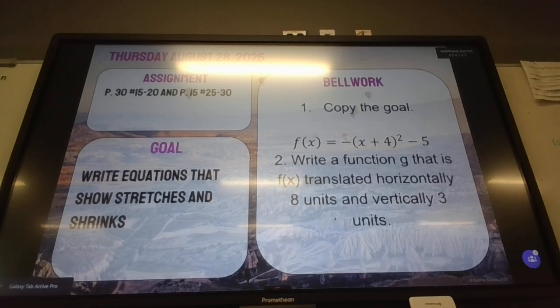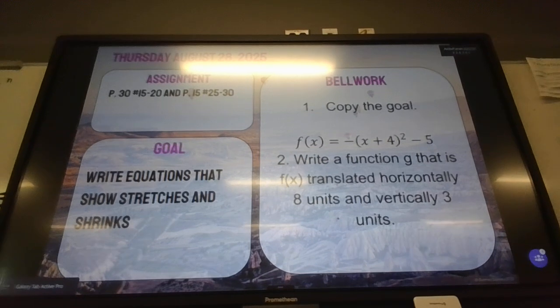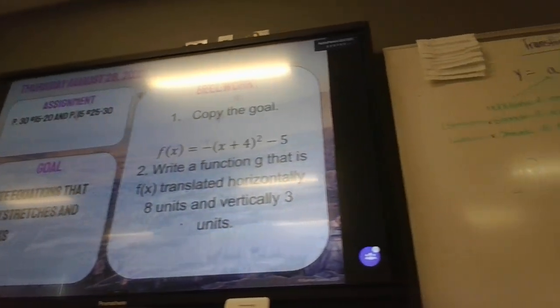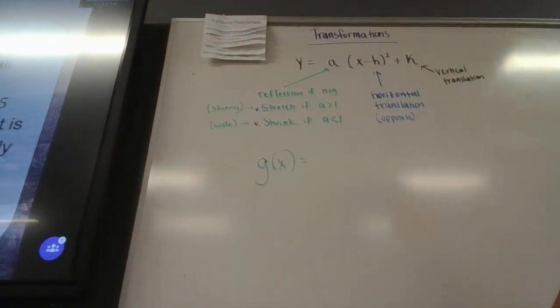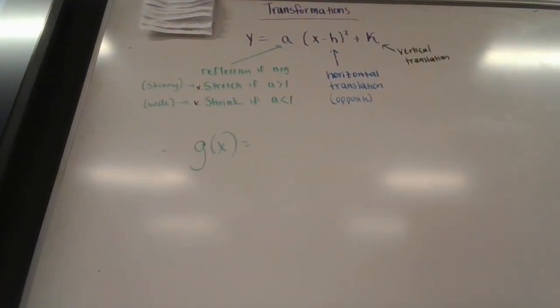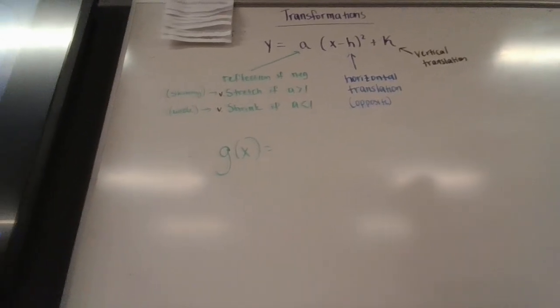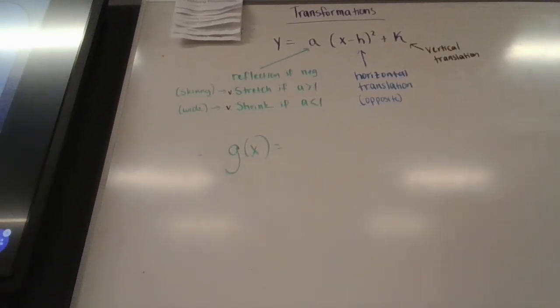All right, today's focus is on stretches and strengths. Let's do this problem here. We're starting with f of x, but we're making a new function and we're going to call it g of x. That's how your assignment went yesterday. G has quite a bit of changes. So starting with that g function, we need to go horizontally 8 units.